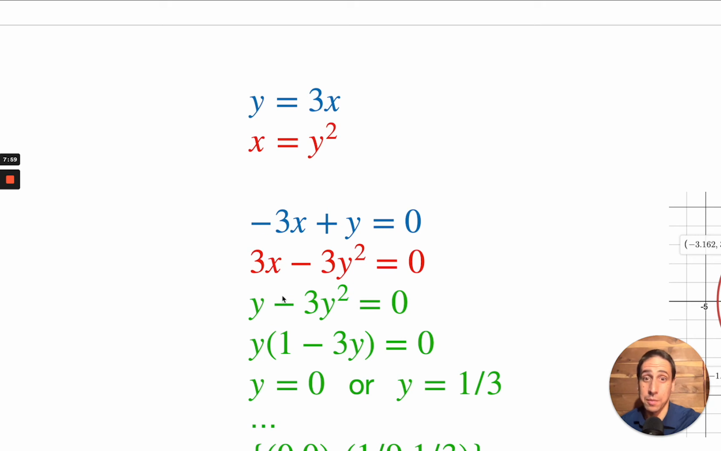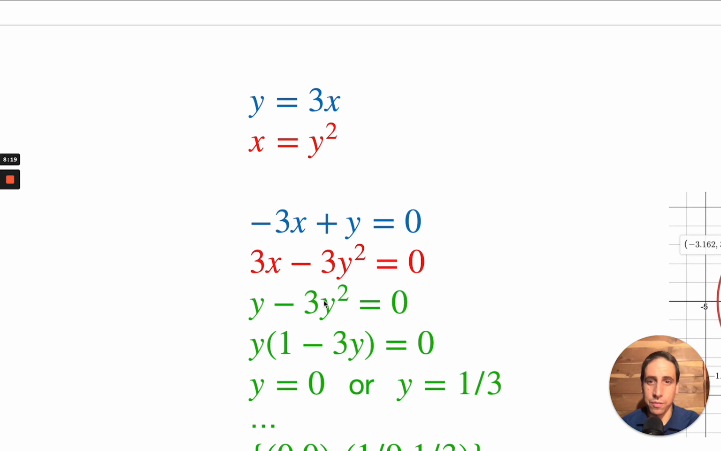Then they will eliminate. When you add them together, we get y minus 3y squared, which is probably very similar to what we would get if we used substitution as well. Notice you could have just written y is equal to 3 times, not x, but y squared. I think substitution would have worked just as well, maybe even more simply than this.